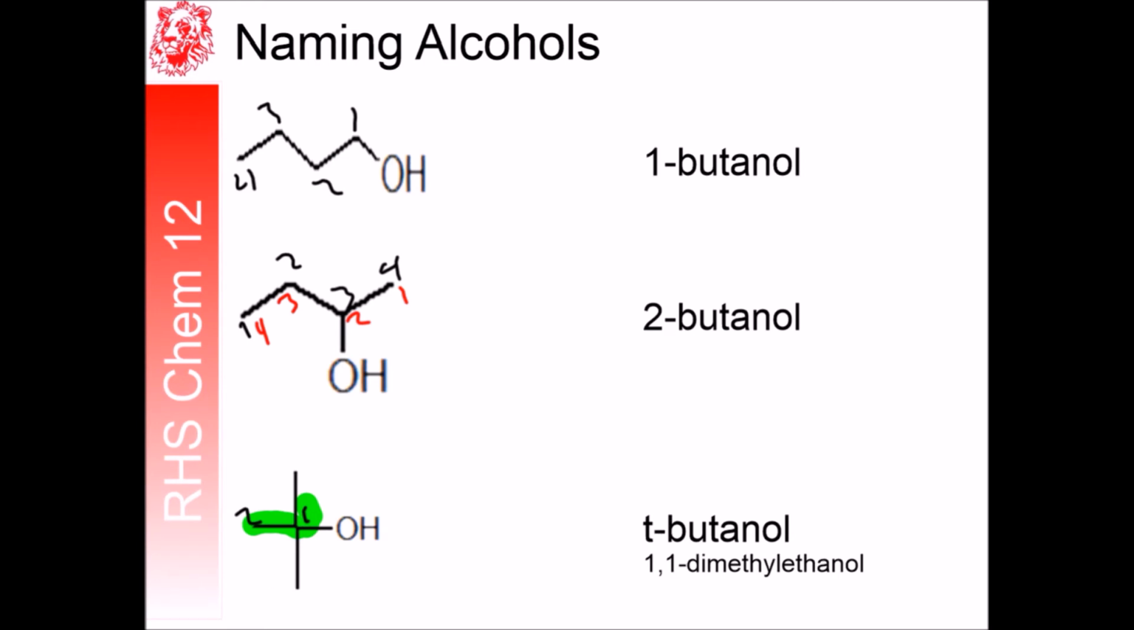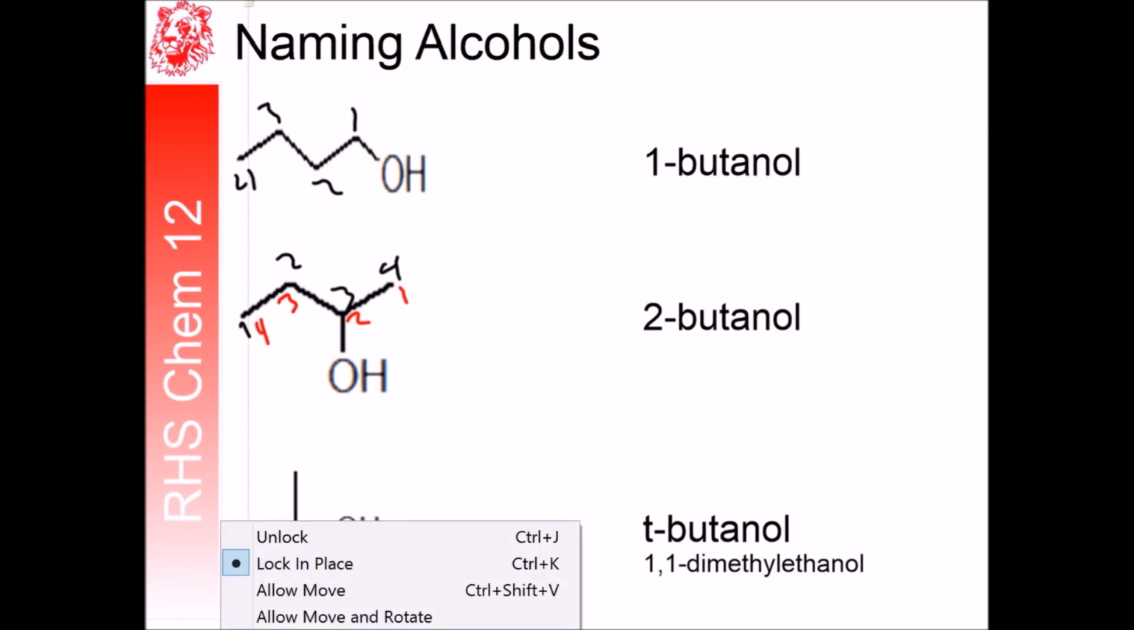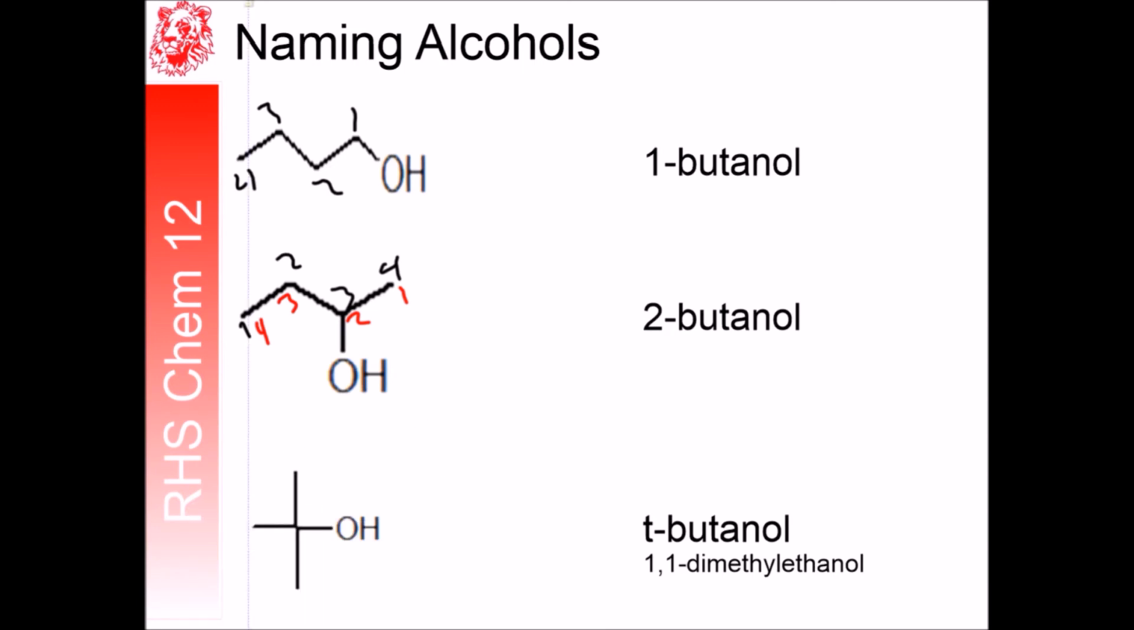However, there's a better name for it, and people are missing it. It would be better to give it the longest continuous carbon chain. So this should be renumbered 1, 2, and 3. So this should be 2-propanol, and then 2-methyl.